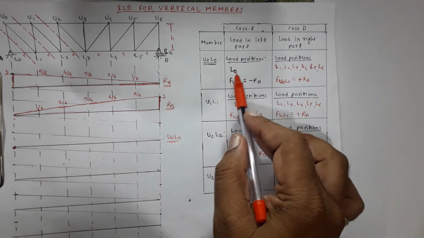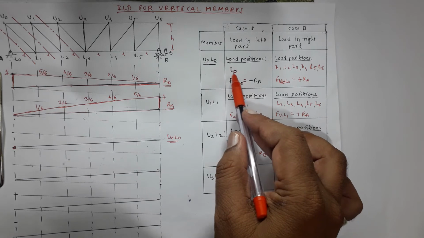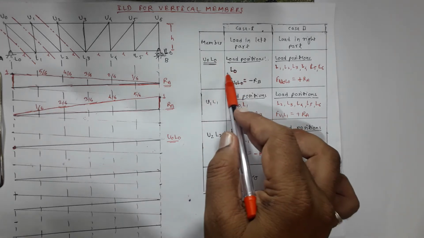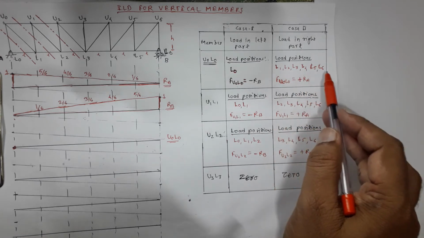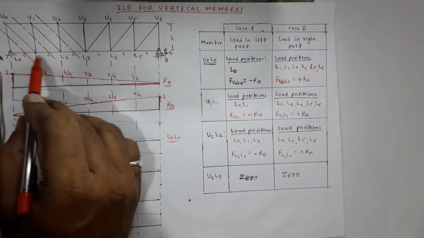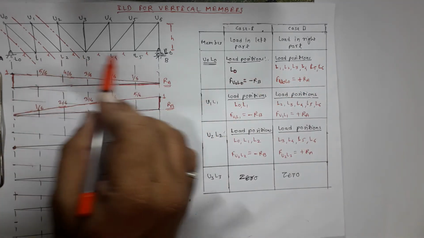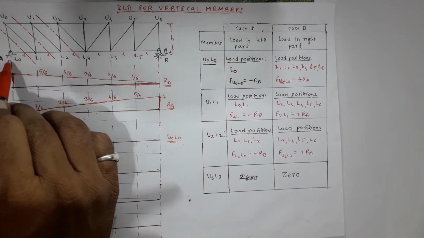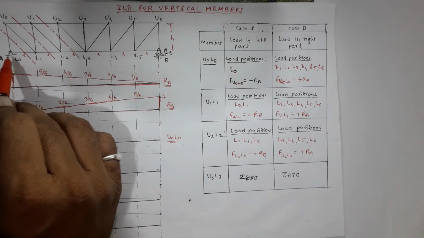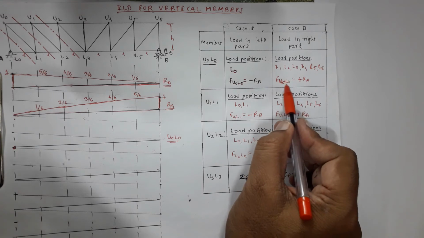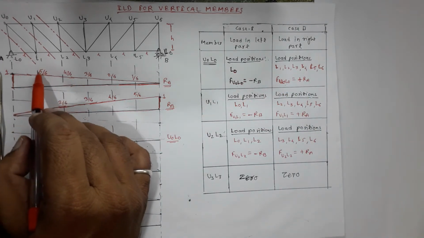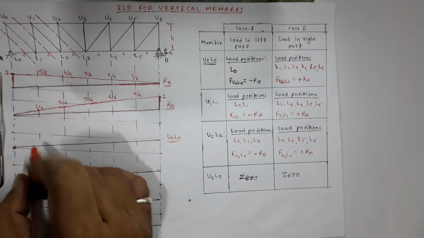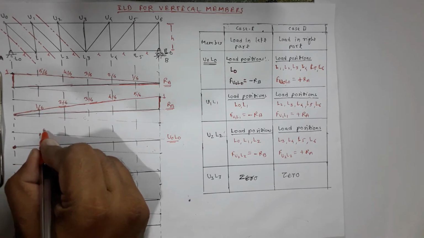Now this is the only position which is in the left part, for U0 L0. All other positions are in the right part, that is L1, L2, L3, L4 and L5. So when the load is in the right part, we will have to deal with the left part. So left part means we will have to get the values of the force from RA. When the load is over here, RA is 5 by 6. So I will be marking 5 by 6 over here.